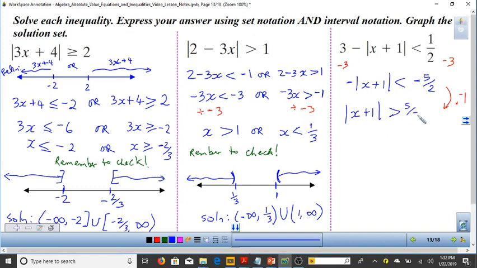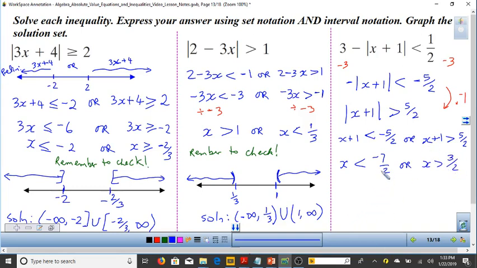And as with the other two examples we just did, we just say that means x plus 1 is less than, or to the left of, the negative, or x plus 1 is to the right of the positive. x plus 1 is less than -5/2, or x plus 1 is greater than 5/2. We subtract 1 from both sides, so we get x is less than -7/2, or x is greater than 3/2, which you can check on your calculators.